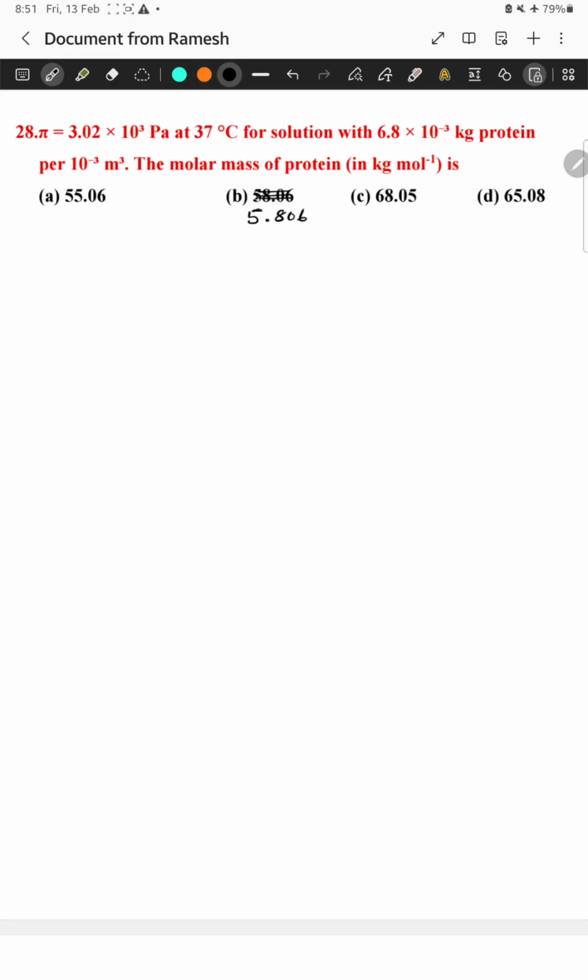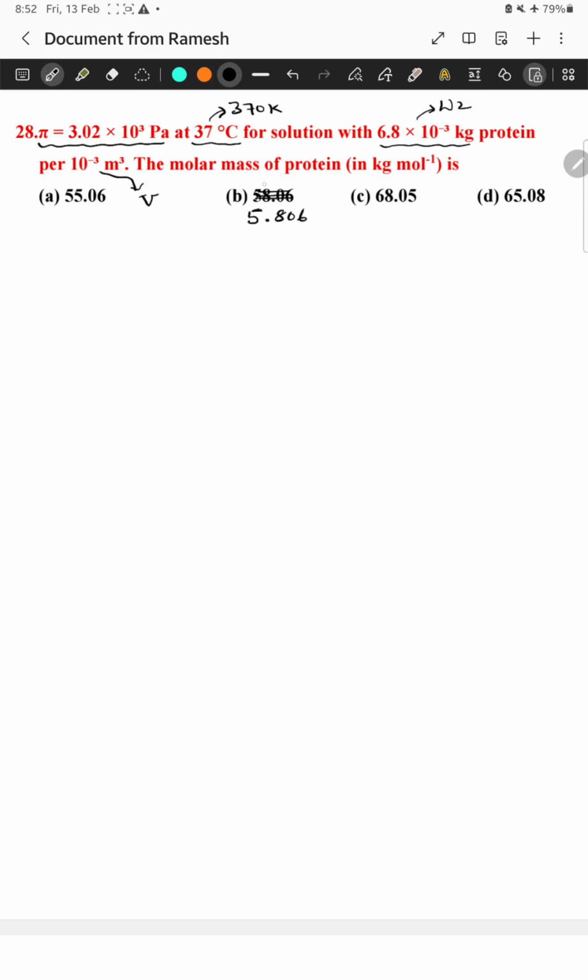Now you read question number 28. So in this question they have given osmotic pressure, pi value is given and temperature is given as 37 degrees Celsius. You convert this into Kelvin. So after converting into Kelvin, by adding 273 you will get 370 Kelvin, and then 6.8 into 10 power minus 3 kg of protein. That means this is the mass of solute protein dissolved in how much volume? 10 power minus 3 meter cube. So this will be the volume.